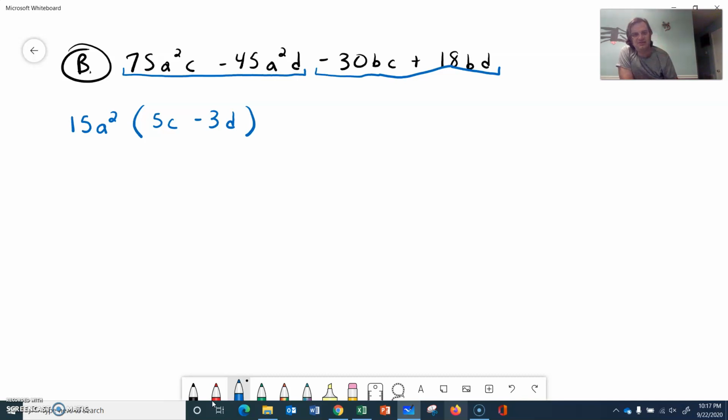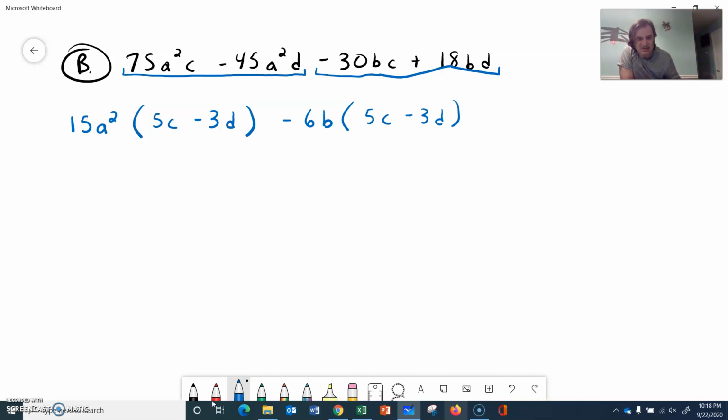So let's take what we gathered from the previous one and see that we want a positive 5c. So over here in the second one, which is negative 30bc plus 18bd, we probably want to pull out not just a common factor of what looks like 6 between 18 and 30, but a negative 6. Okay? And they both have a b in them. So let's see. We'll pull out negative 6b, which will leave us with a 5c. And then pulling the negative out will leave a negative 3d from the second one.